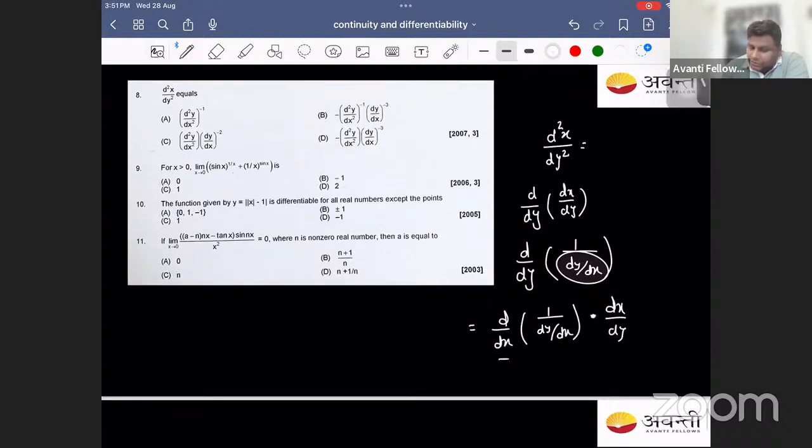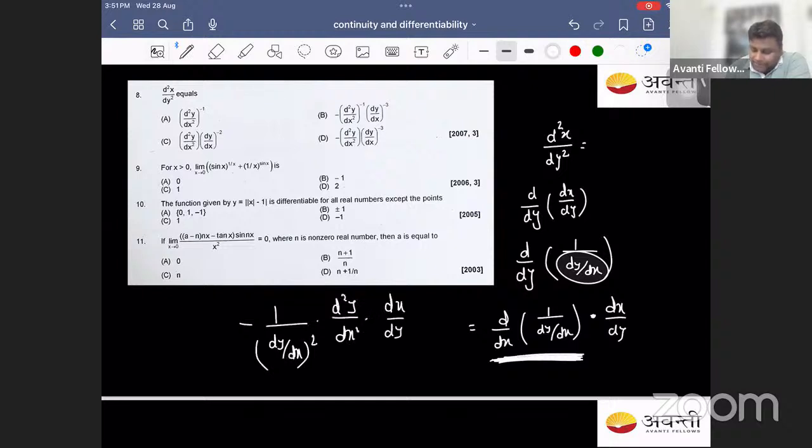Now, this is what? The derivative of dy by dx with respect to x. So it is minus 1 upon dy by dx whole square into d2y by dx square into dx upon dy. So finally it is d2y by dx square into dx upon dy whole cube with a negative sign. Got it?